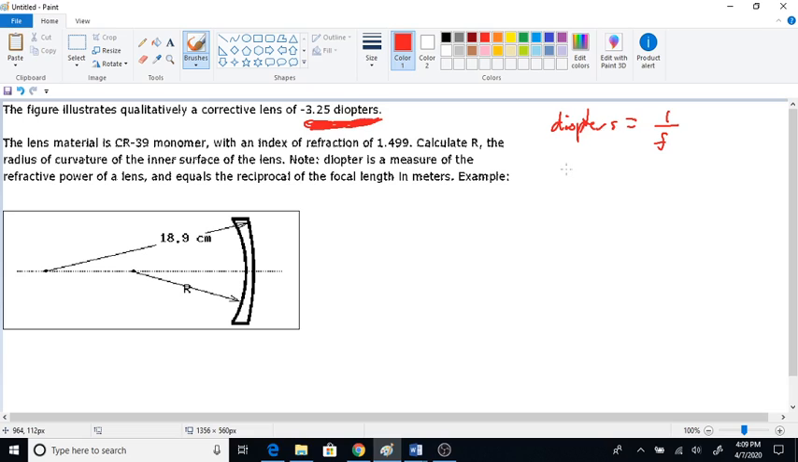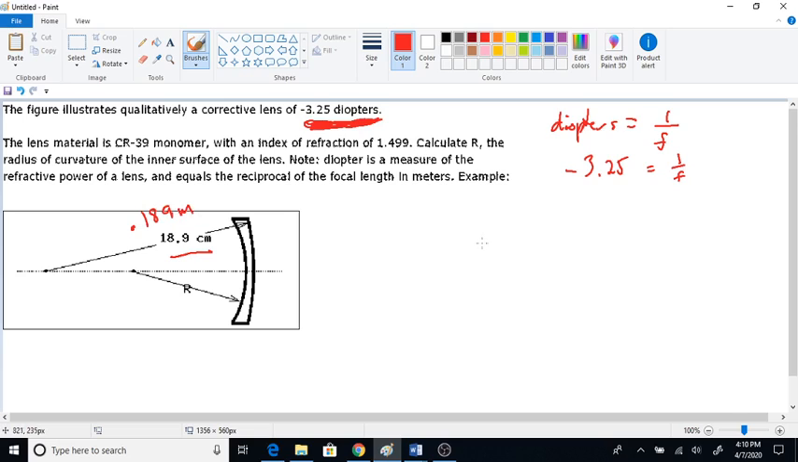So our diopters is negative 3.25, and that's equal to 1 over f. Since the focal length is in meters, the units on this would be inverse meters. You've got to turn this to meters. Someone posted, please turn those to meters. Excellent job posting that. Thank you very much. Little things like that help.